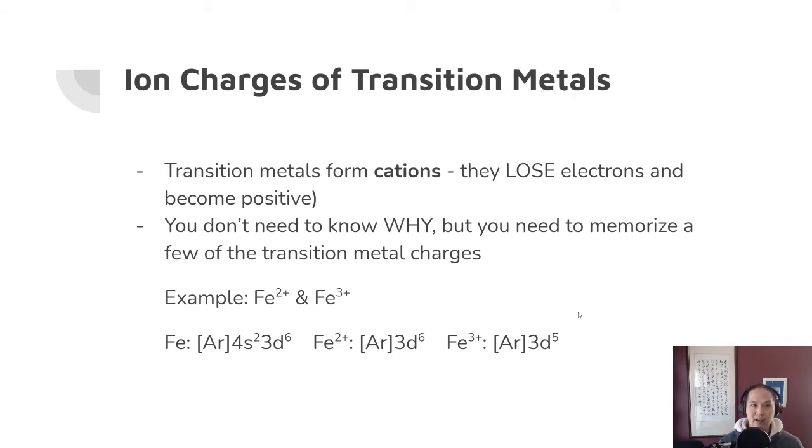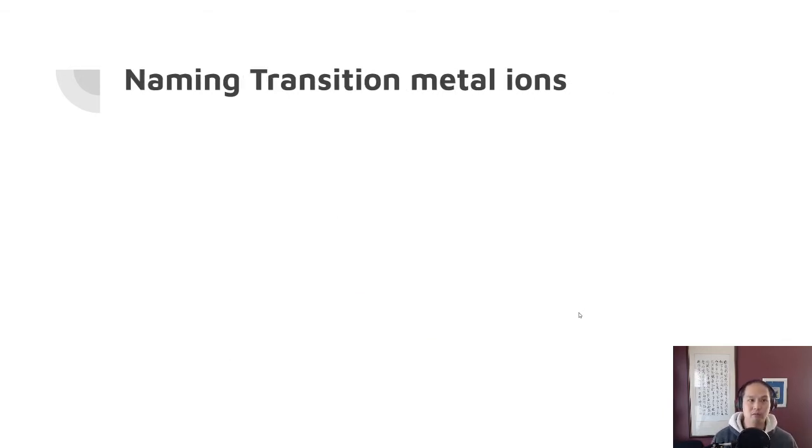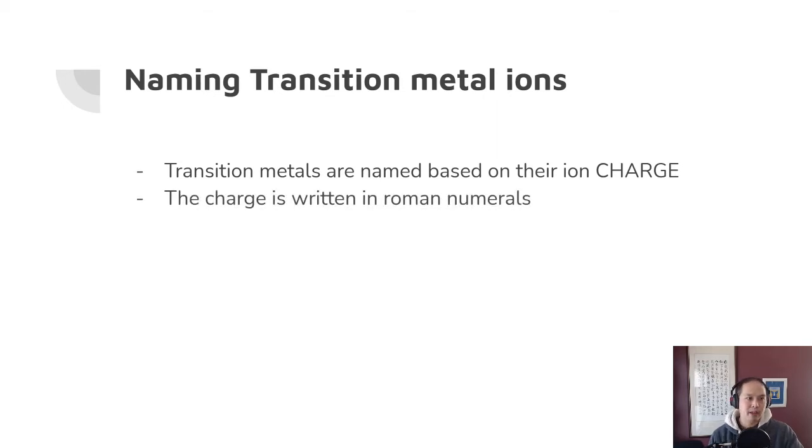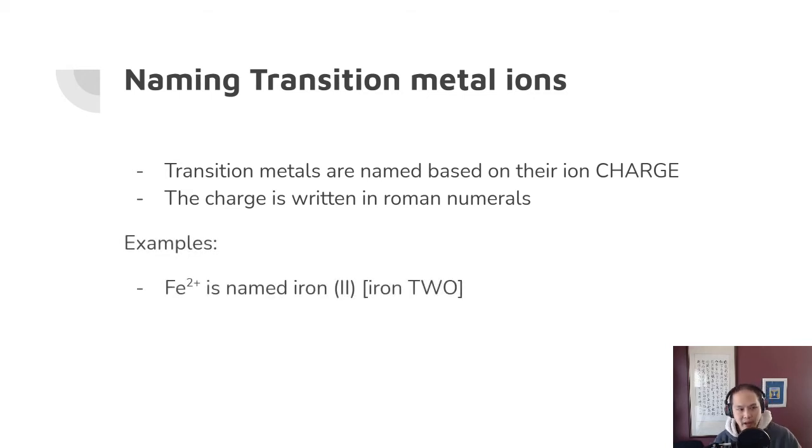Again, you don't need to know why, but you need to memorize some of them. So let's talk about how we name them before I talk about which ones you need to memorize. Transition metals are named based on their ion charge, and the charge is written in Roman numerals. You need to know your Roman numerals up to, I think, 6. Here are some examples. Fe2+ is named iron Roman numeral 2. The brackets you don't write; I'm just telling you how to pronounce it. It's pronounced iron 2.